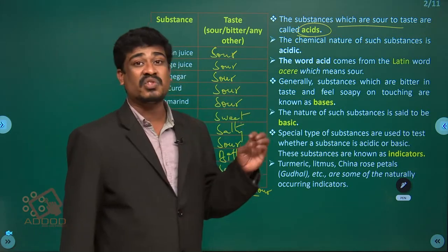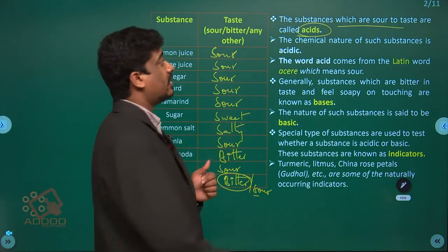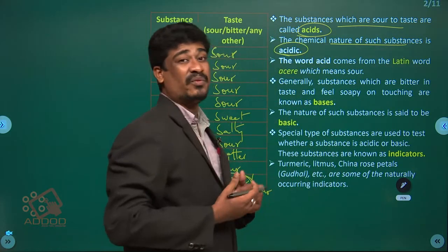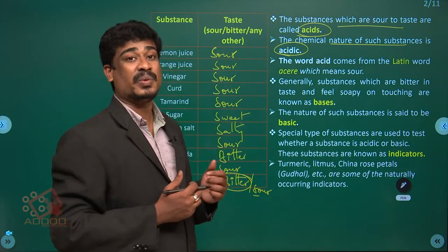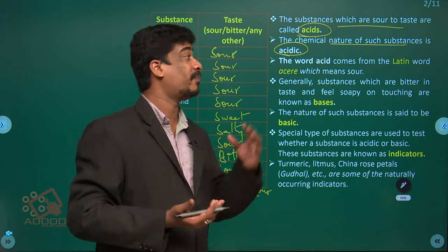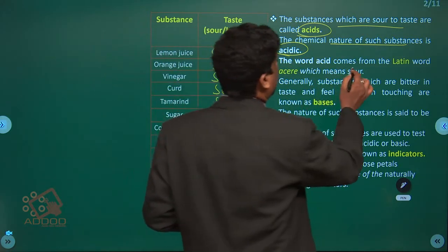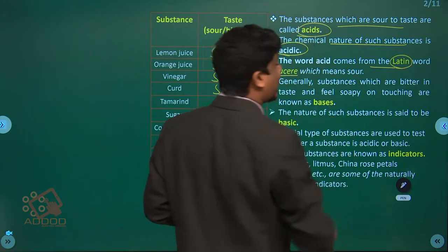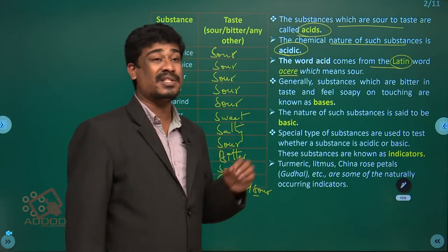The substances which are sour to taste are called acids. The chemical nature of such substances is acidic. While explaining the property or nature, we can say that lemon juice is acidic in nature. So while explaining the property, we have to use the word acidic. And the word acid comes from the Latin word acere, which means sour.